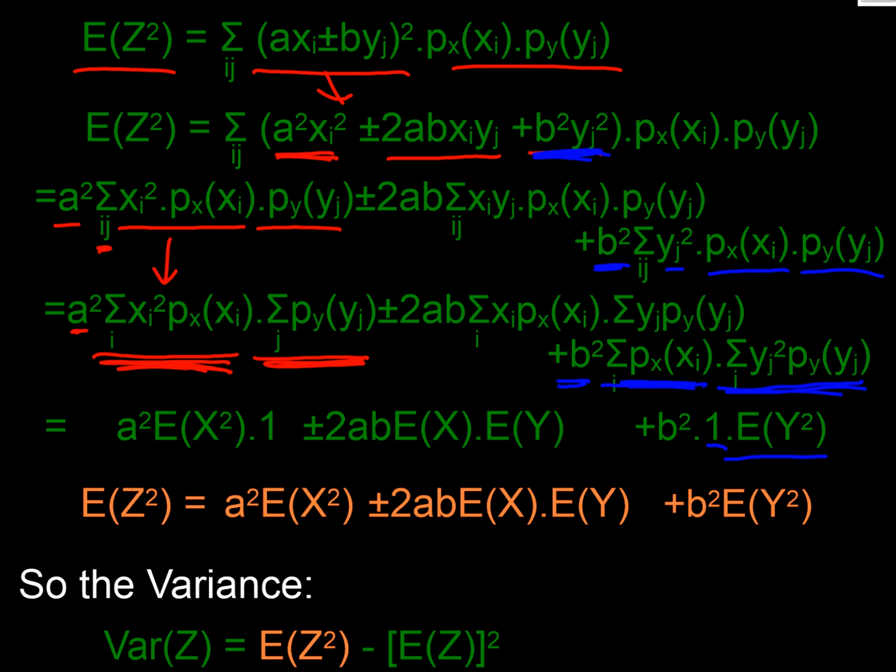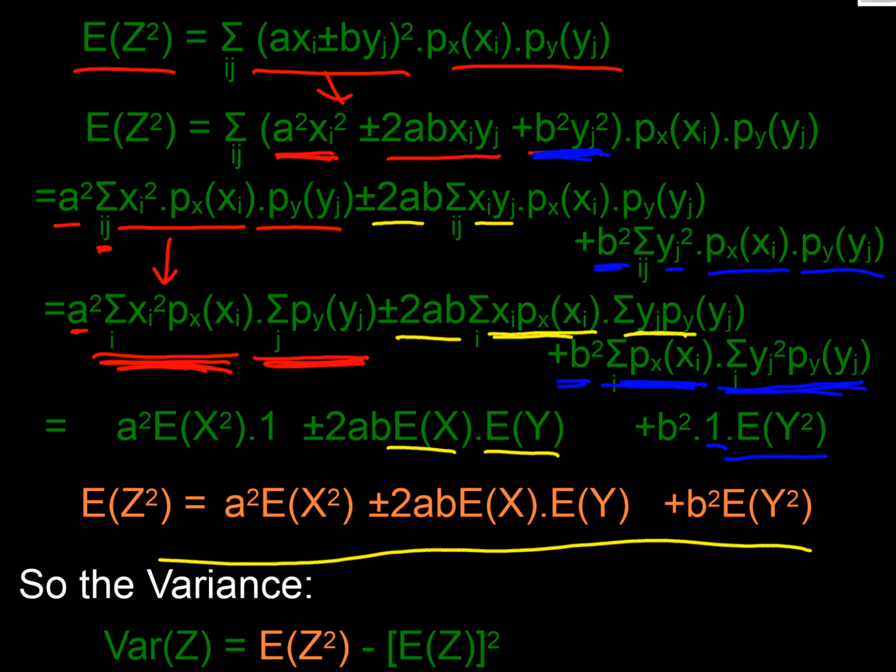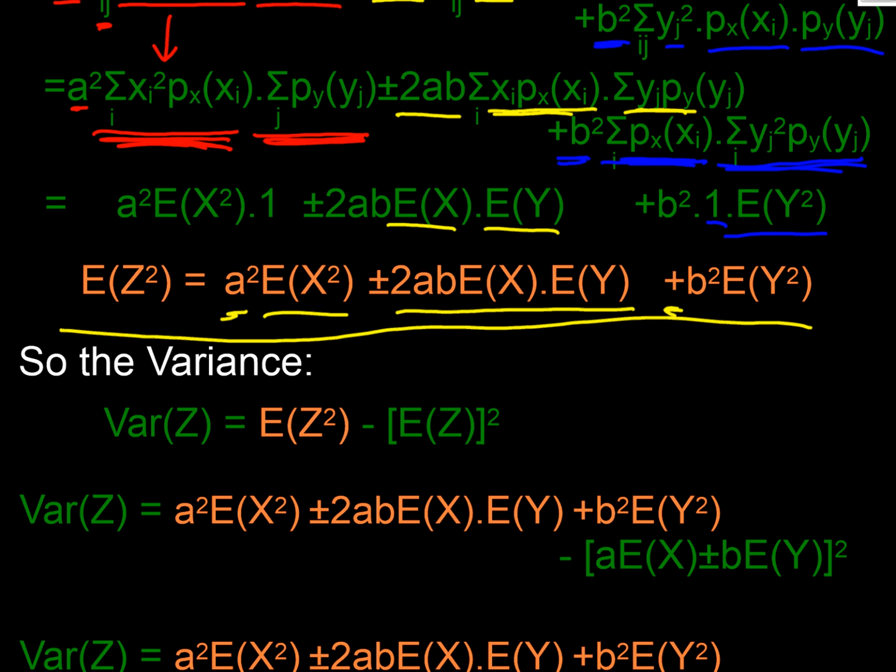Here we go. And we've also got in the middle this other term here, which is the ab xi yj. So the 2ab can come out the front. And then we bring our x terms together, we've got x px, and then we've got our y py. So therefore, the first one of these is the expected value of x, and the second one is the expected value of y. And therefore we get to this expression, E of z squared, with our a squared expected value of x squared, our plus or minus in the middle, and then it's a plus again for the b squared, isn't it? Because minus times minus is positive.